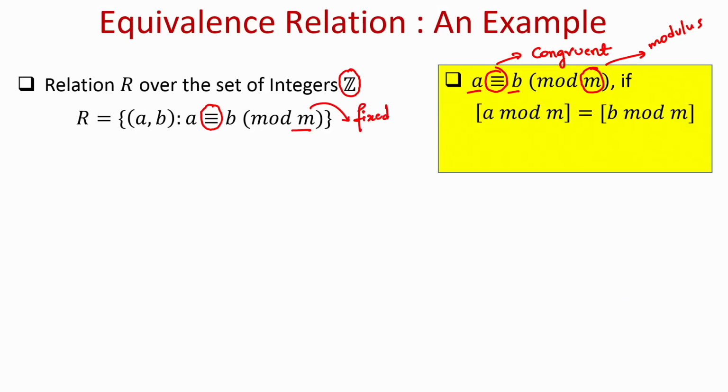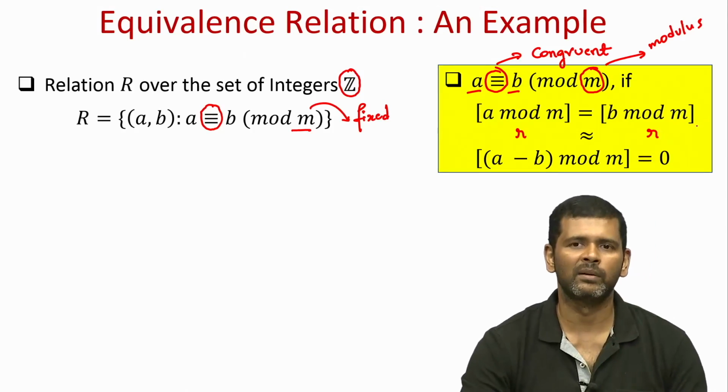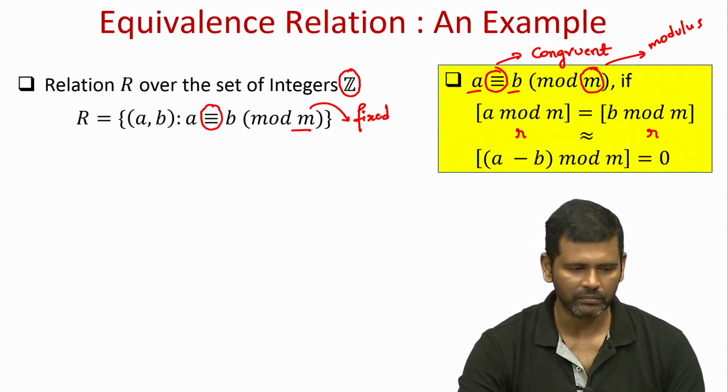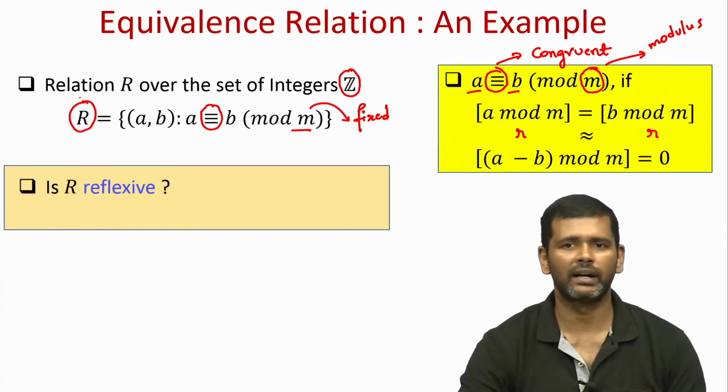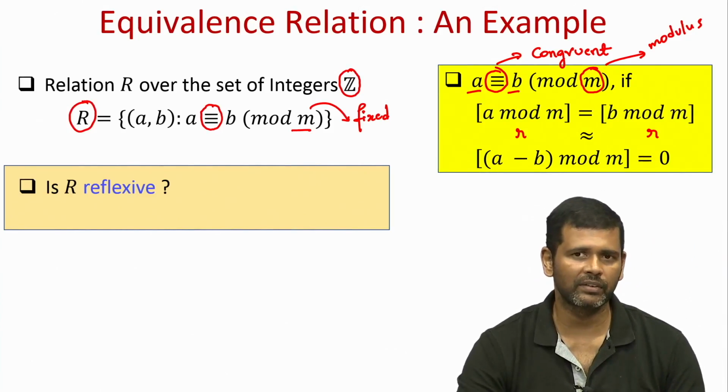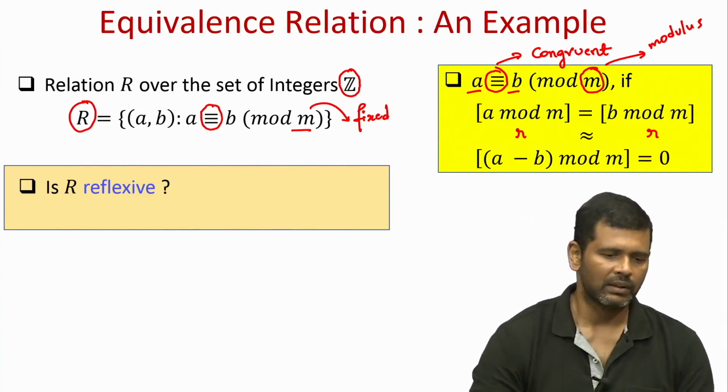If you see closely, the definition of congruence also means the following: if a is congruent to b modulo m, then a minus b is completely divisible by m, it gives you 0 remainder. This is because if a modulo m is r and b modulo m is r, then if I subtract b from a, the effect of r and r cancels out, and a minus b will be completely divisible by the modulus m. Now, my claim is that this relation R is an equivalence relation. It satisfies the properties of a reflexive relation, symmetric relation, and transitive relation. So, let us prove that.